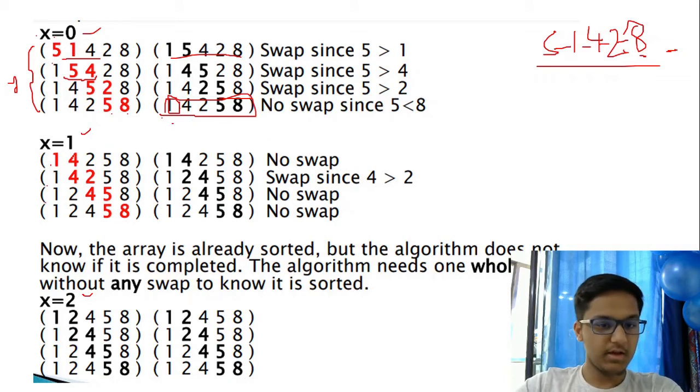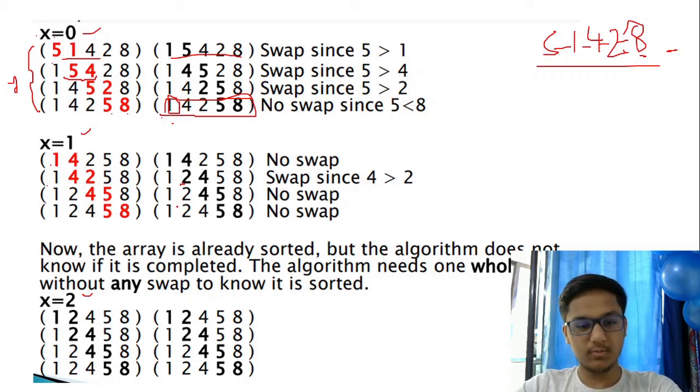This is what we left: 1, 4, 2, 5, 8. Then it's going to compare 1 and 4, which is smaller. 1 is already smaller, no swap. Then it's going to compare 4 and 2. 2 is smaller, so 2 is going to come over here. It's going to swap. Then it's going to compare 4 and 5. Again, 4 is already smaller, so no swap. And then 5 and 8, no swap because 5 is smaller.